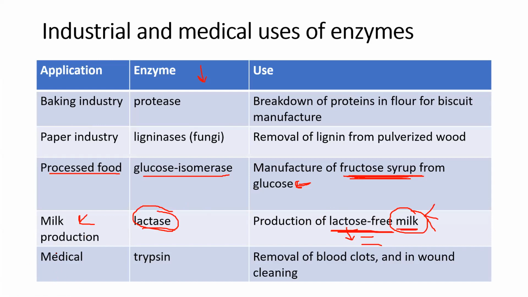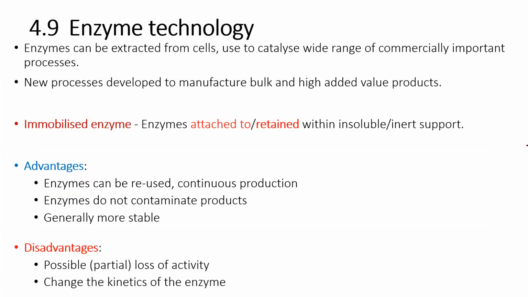And then the next one, the last one is trypsin for medical use. Okay, so it involves in removal of blood clots and in wound cleaning. So for point 9, enzyme technology, the last subtopic. Okay, so for enzyme technology, enzyme can be extracted from cells, okay, used to catalyze wide range of commercially important processes. So some new processes developed to manufacture bulk and high added value products.